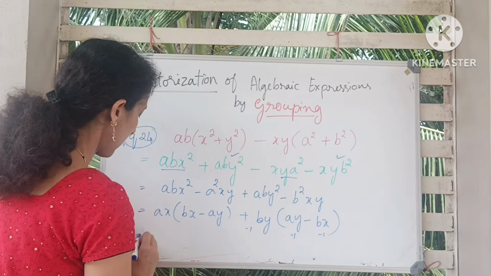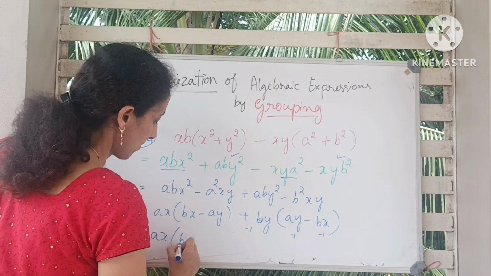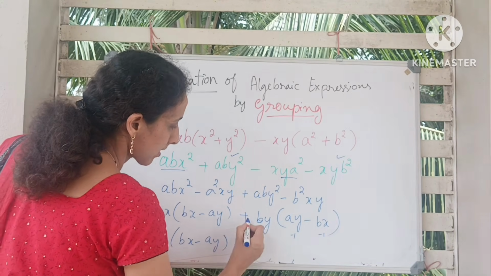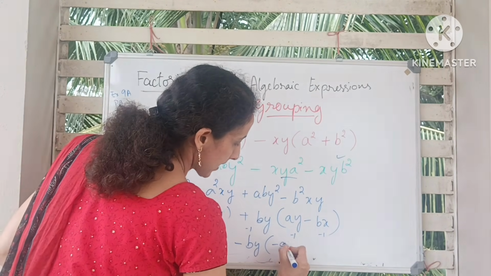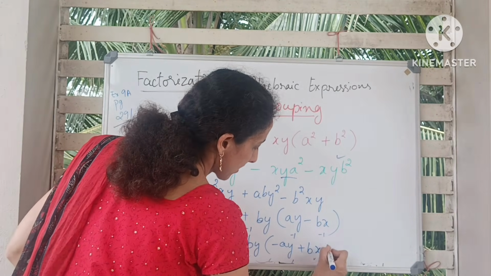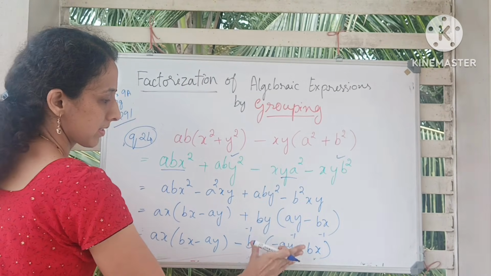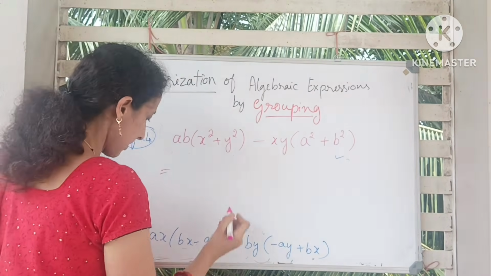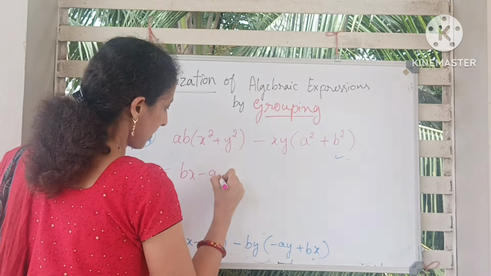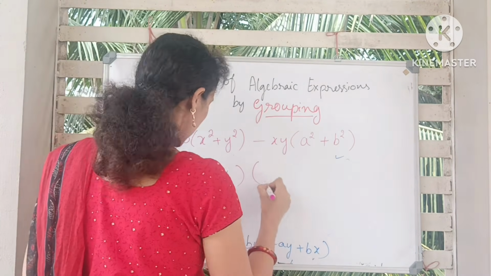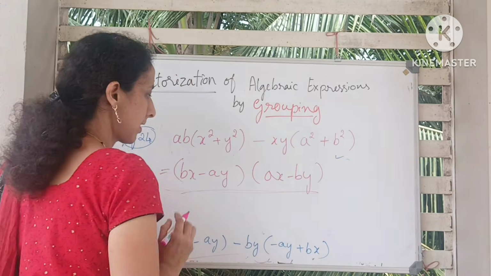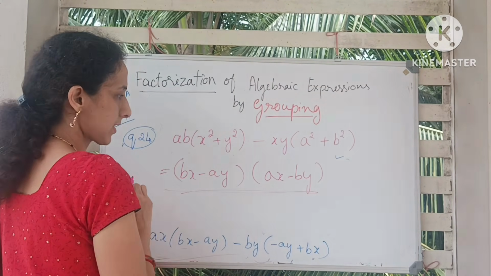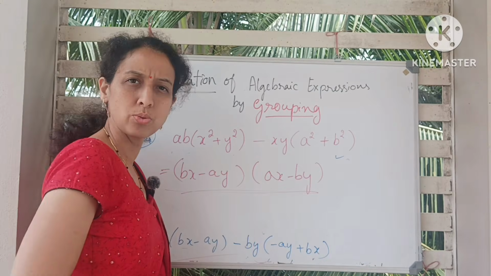So that means I have to do ax into bx minus ay minus by into minus ay plus bx. Now this is same as this. After that we can write this as bx minus ay into ax minus by. This is the factorization of this algebraic expression giving these two factors.